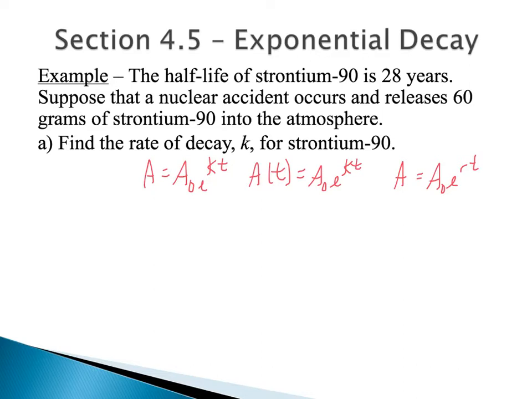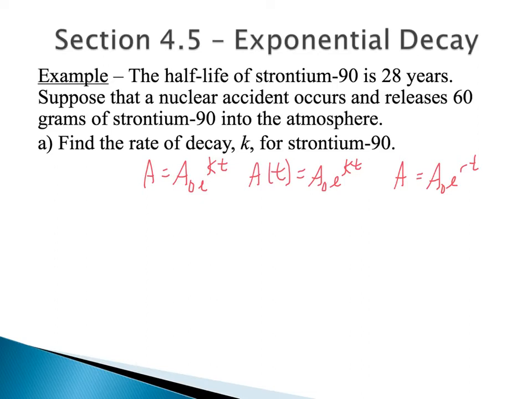So really the only difference between what Professor Messenger used and your textbook and what I will use is that he used r for your rate rather than k. Alright, so we're still solving for the same thing. In this problem, we have the half-life of strontium-90 is 28 years. Suppose that a nuclear accident occurs and releases 60 grams of strontium-90 into the atmosphere. We want to find the rate of decay, k, for strontium-90.